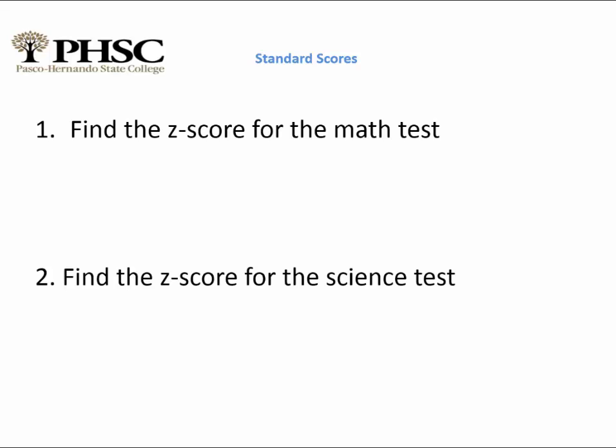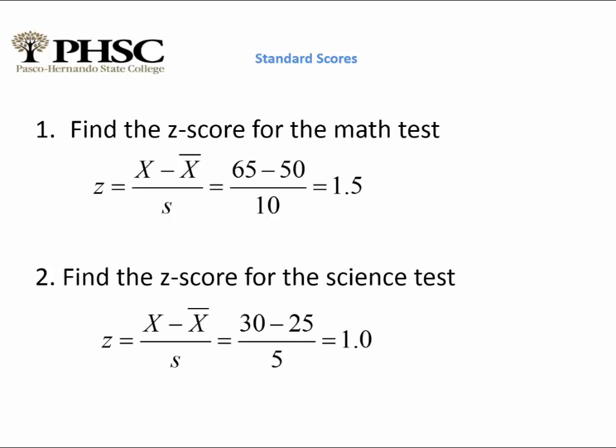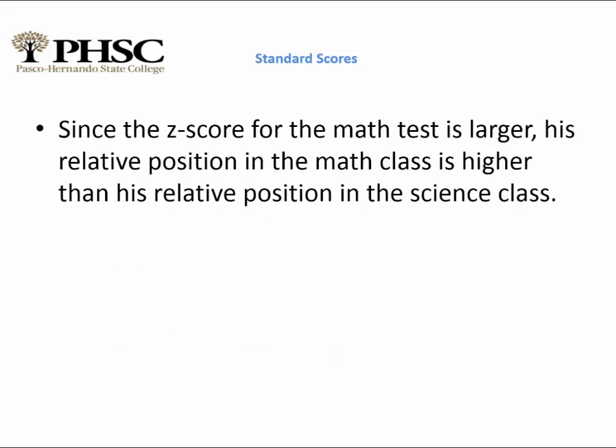So let's find the z-score for the math test and the z-score for the science test. For the first one, we do 65, which is the data point, minus 50, which is the mean, divided by 10, which is the sample standard deviation, and we get 1.5. So the z-score for the math test was 1.5. The z-score for the science test was 30 minus 25 divided by 5, and that was a 1. Since the z-score for the math test is larger, his relative precision in the math class is higher than his relative precision in the science class.